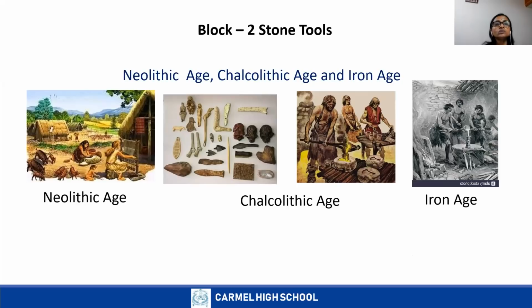So the first picture, Neolithic Age. These words are from Greek: neo means new and lithos means stone. So Neolithic Age is the New Stone Age. And Chalcolithic Age: chalco means copper and lithos, stone. So it is the copper and stone age. Iron, you know, is a metal, so Iron Age.